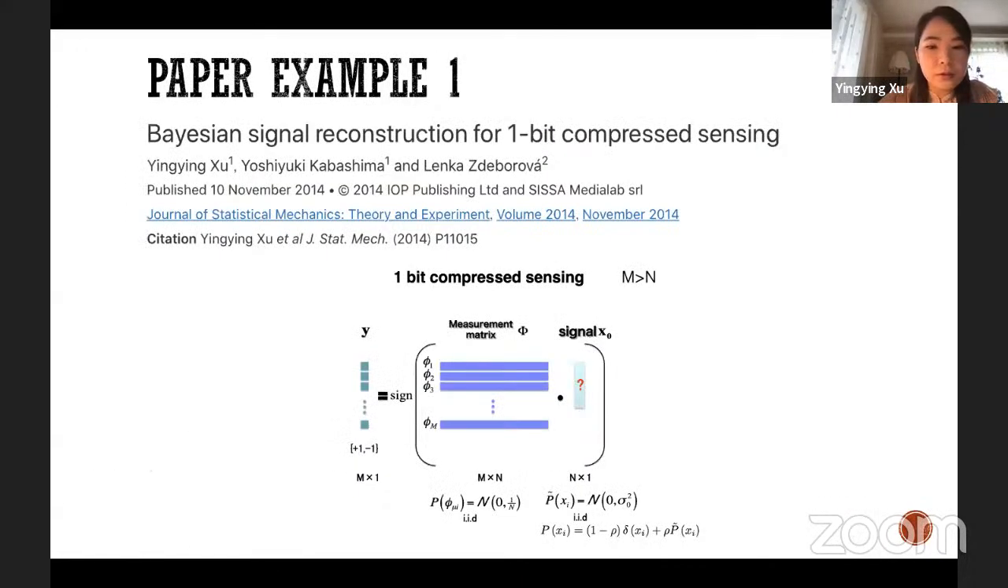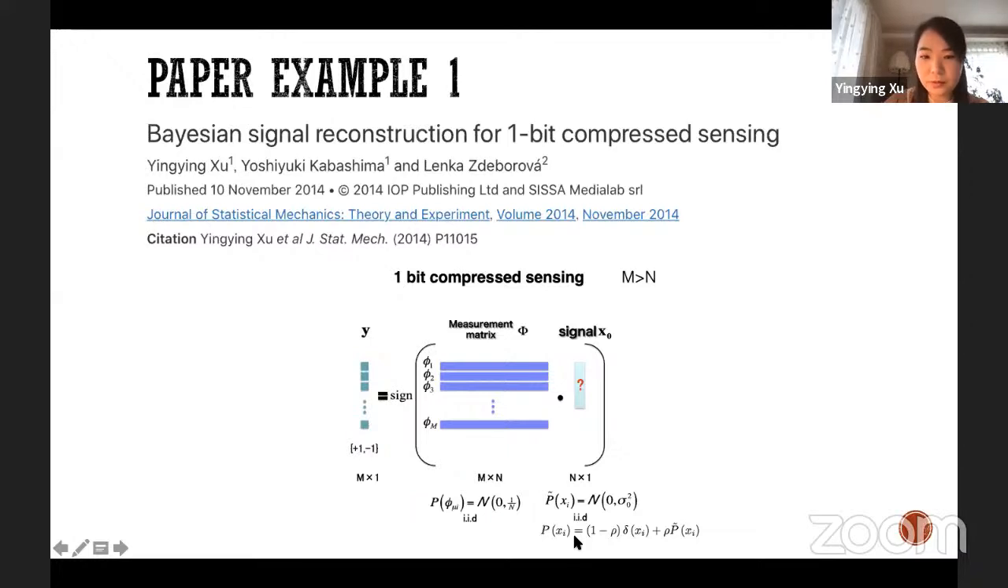I will briefly introduce two paper examples. This paper is written by me and Yoshiyuki Kabashima and Lenka Zdeborová during my PhD time. We applied the replica method and also the message passing algorithm to one-bit compressed sensing. One-bit compressed sensing is a problem in signal processing where we receive a signal Y and we know the measurement matrix, and we want to predict the original signal. And the received Y is only the sign of the output channel. This is the one-bit meaning.